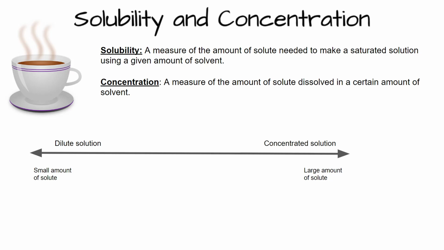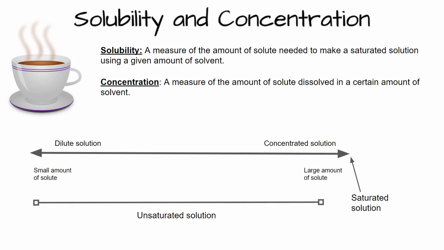A solution containing the maximum amount of solute that a solvent can hold at a given temperature and pressure is called a saturated solution. An unsaturated solution is a solution containing less solute than the saturated solution.